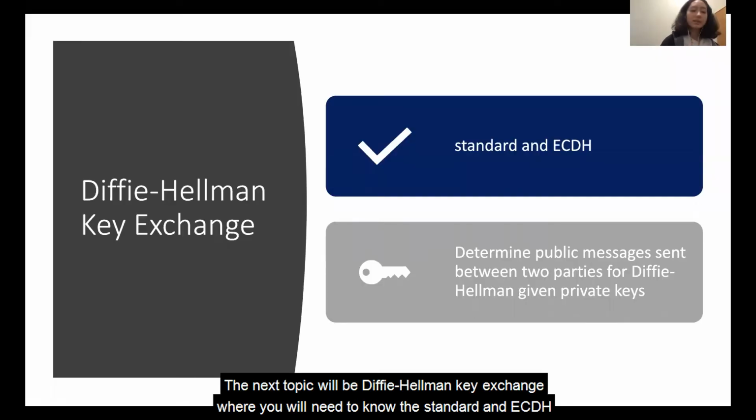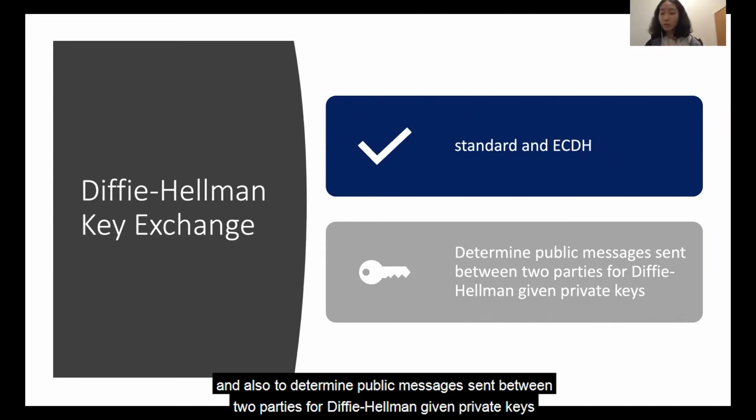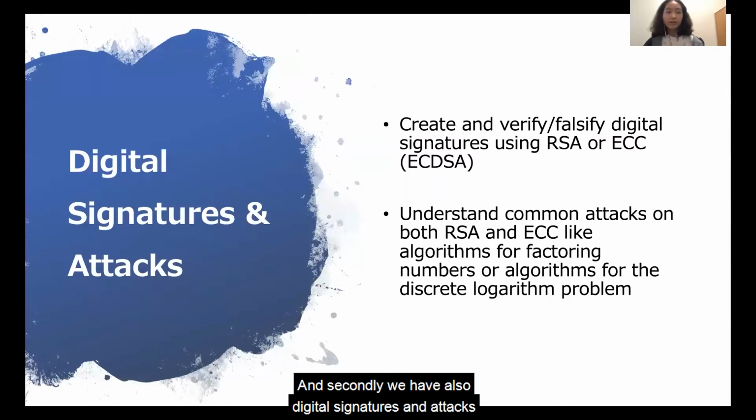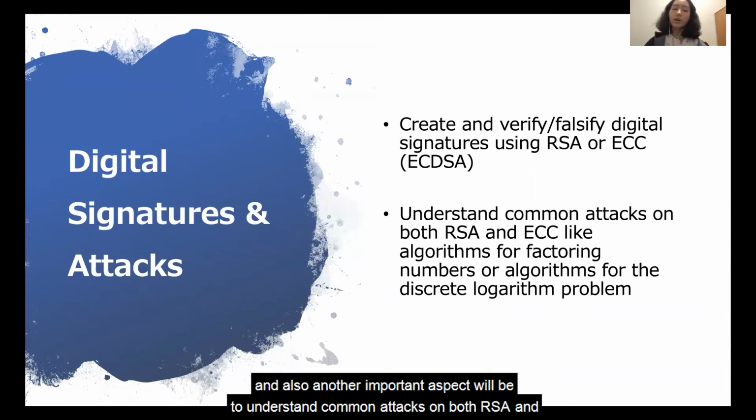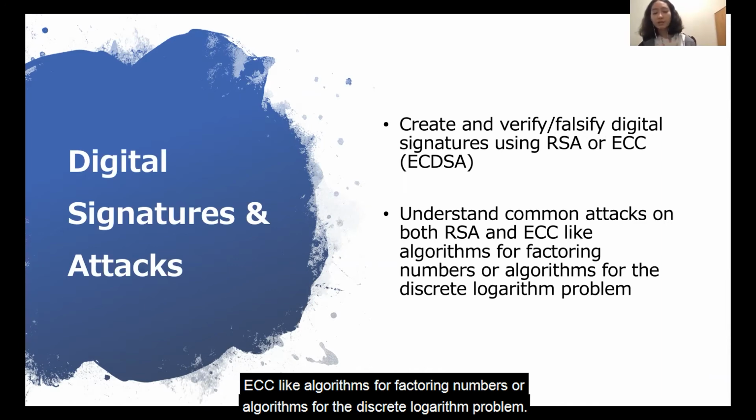The next topic will be Diffie-Hellman Key Exchange, where you will need to know the standard and ECDH, and also to determine public messages sent between 2 parties for Diffie-Hellman given private keys. And secondly, we have digital signatures and attacks. We'll learn how to create and verify or falsify digital signatures using RSA or ECC. Another important aspect will be to understand common attacks on both RSA and ECC, like algorithms for factoring numbers or algorithms for the discrete logarithm problem.